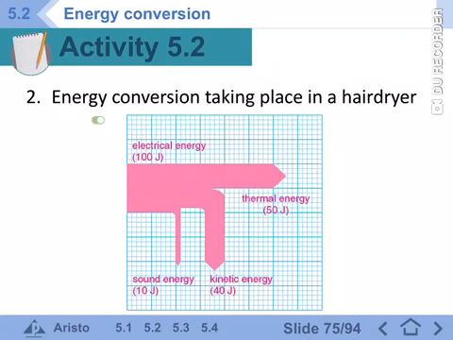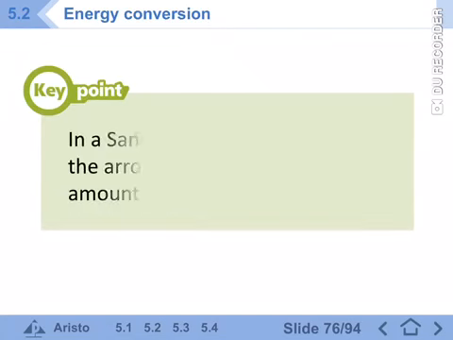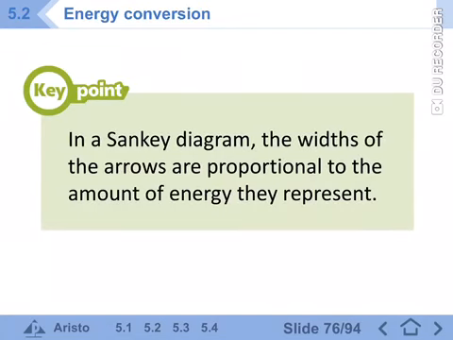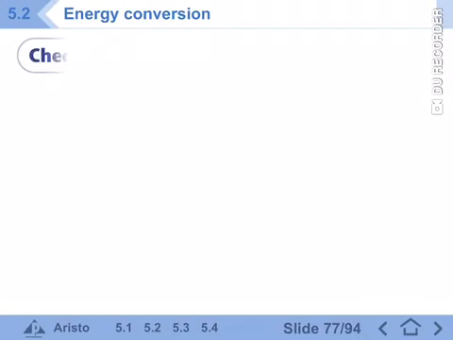Okay, and from that we come to our key point. It's a proportional representation of what the energy going in and coming out will look like.